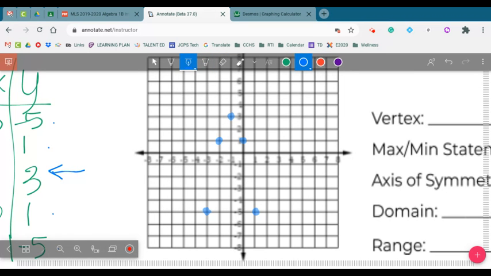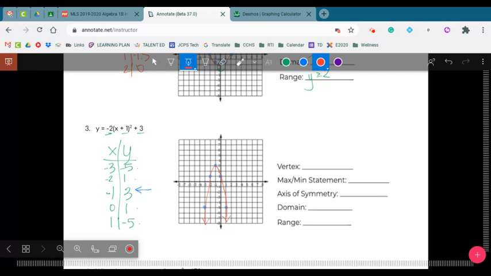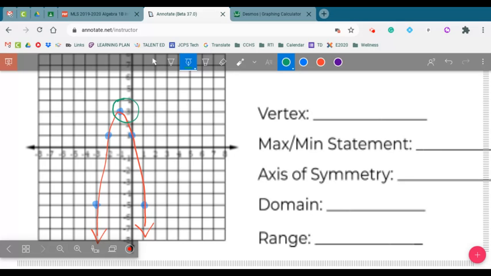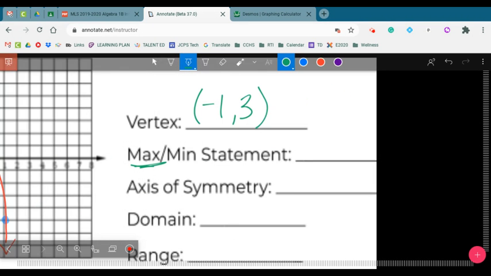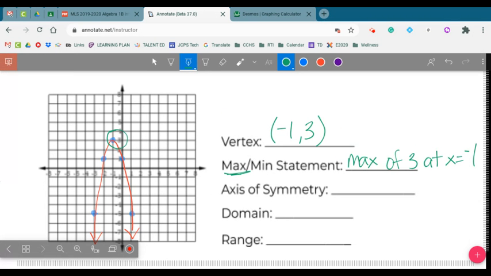So if you can see on this one, because there was that 2 in the very front of our function, it made it a lot skinnier, as we call it. So we stretched it, and then that negative flipped it upside down. So looking at this, our vertex is this topmost point. It's going to be negative 1, 3. This is going to be our max value because it's the top. So it's going to be max of 3 at x equals negative 1. Our axis of symmetry is that middle, which is negative 1, so x equals negative 1.